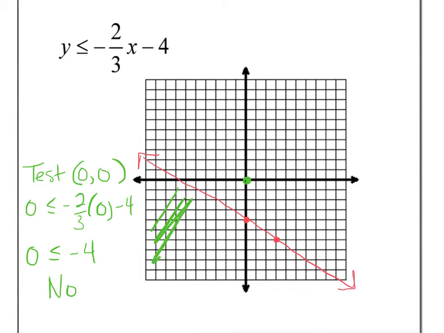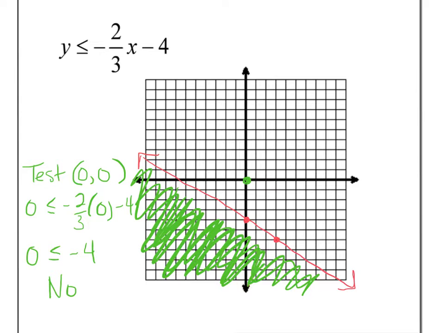We just simply shade the other side. There's really no need to test a second point. But if you're insecure or unsure, go ahead and do it. And then this one should technically go away. And you've just graphed a linear inequality.